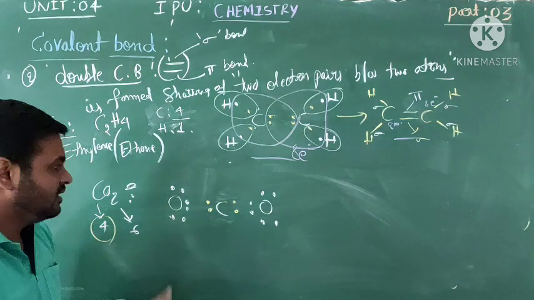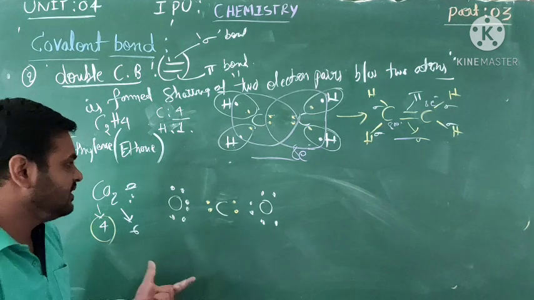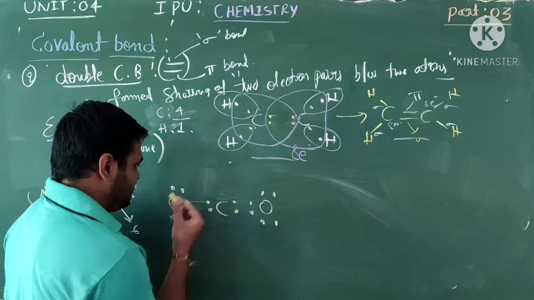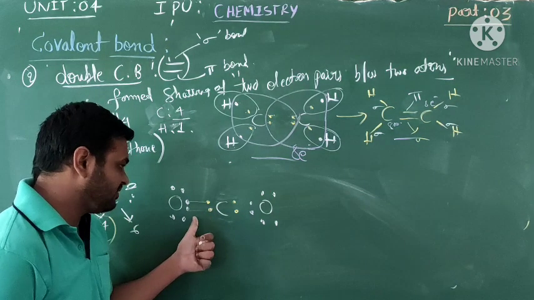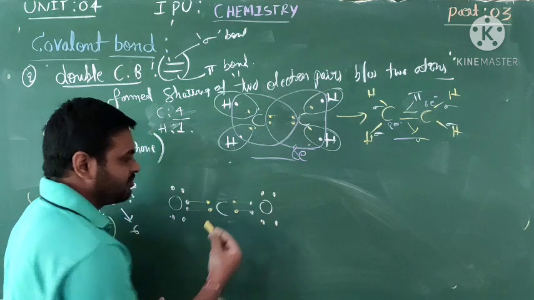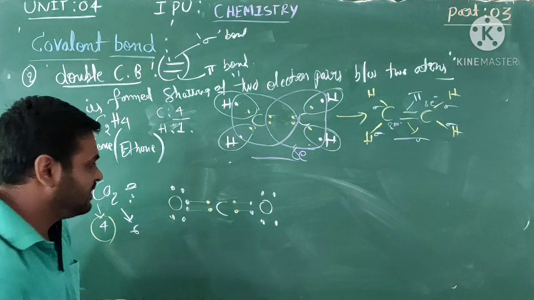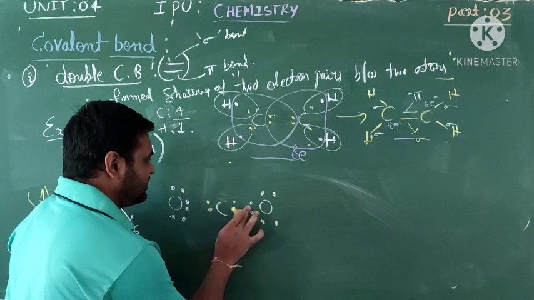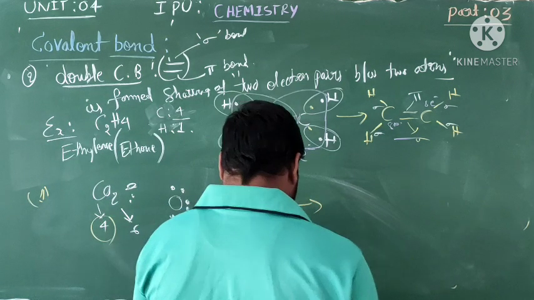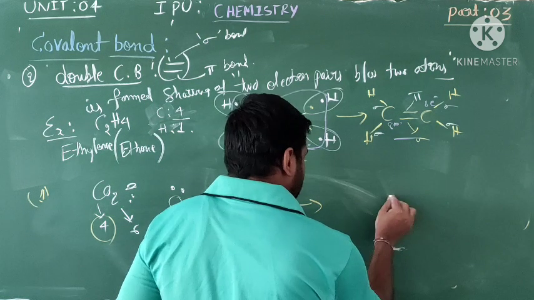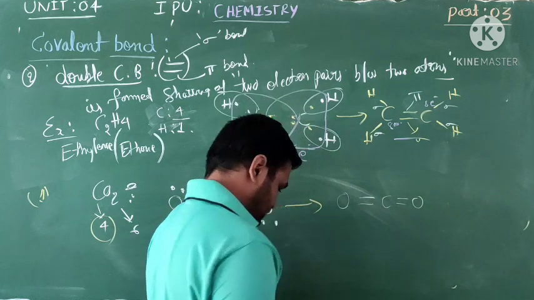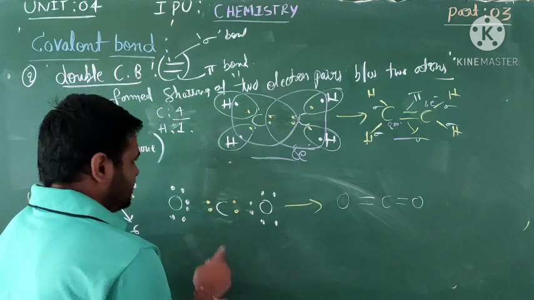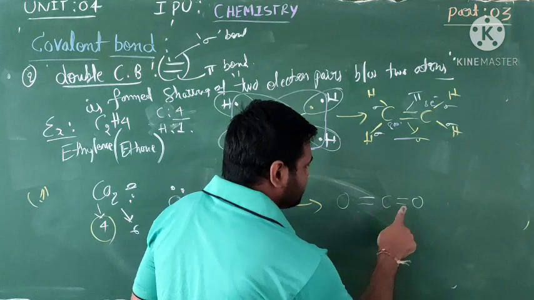Just see here in this structure, this is sharing of one bond and this is also sharing with another bond, so two electron pairs are formed. So how is it written? Carbon, oxygen, oxygen. Okay, so this is what?